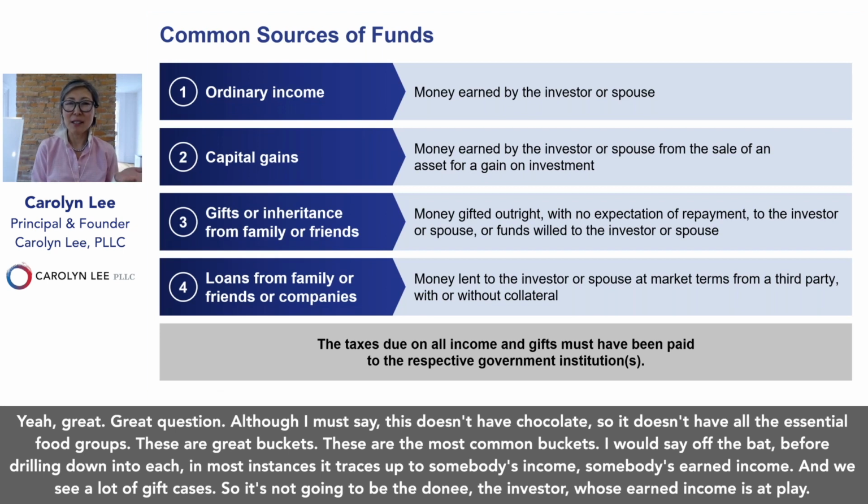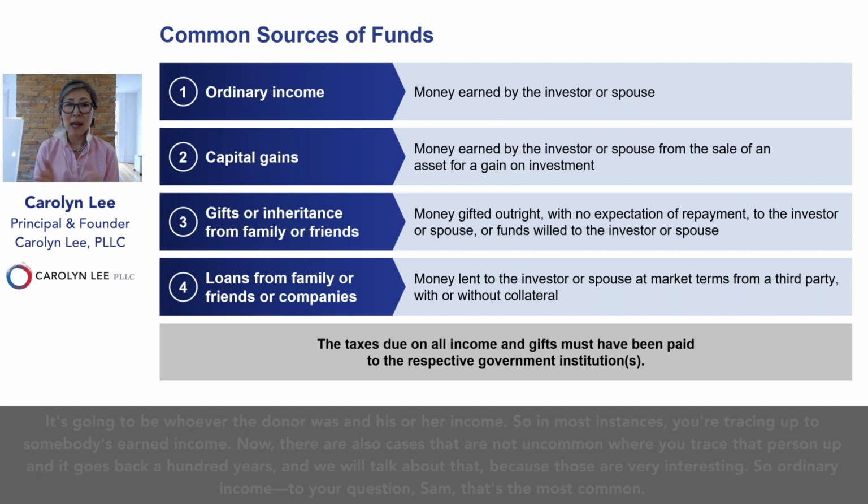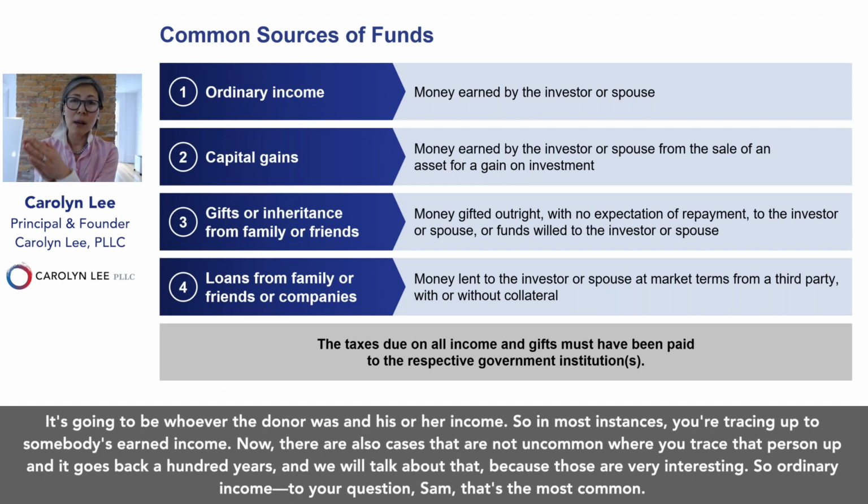These are great buckets. These are the most common buckets, right? And I would say off the bat, before drilling down into each, in most instances, it traces up to somebody's earned income. And we see a lot of gift cases. So it's not going to be the donee, the investor whose earned income is at play. It's going to be whoever the donor was and his or her income. So in most instances, you're tracing up to somebody's earned income.